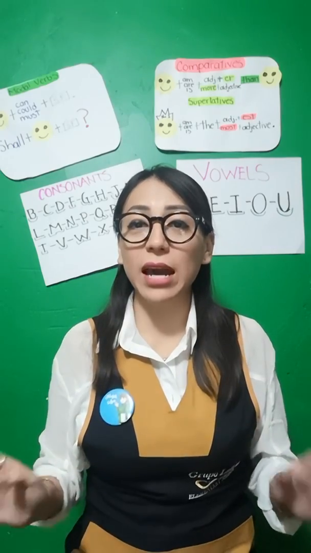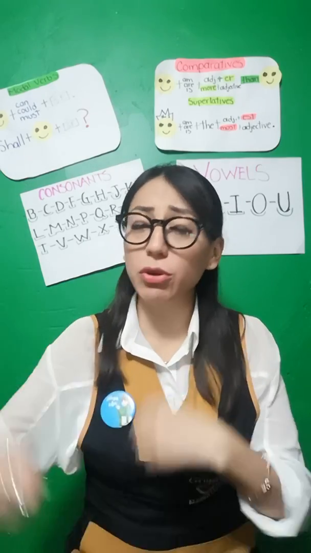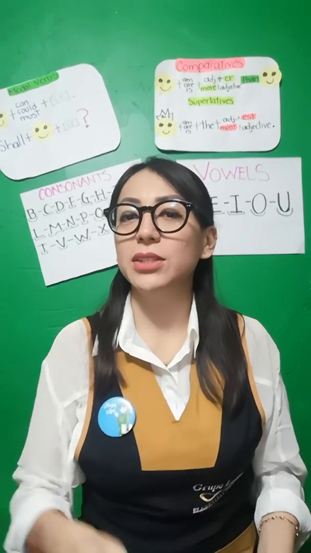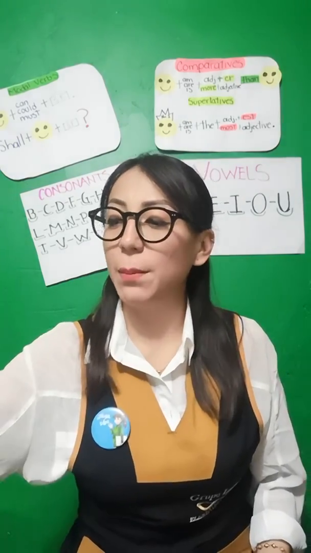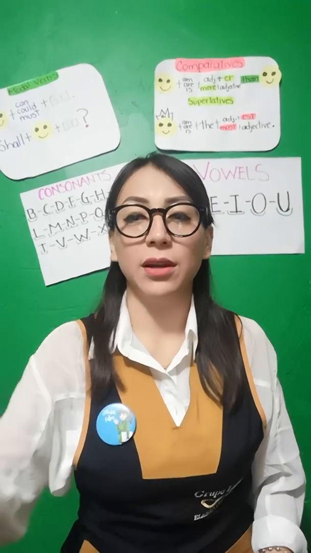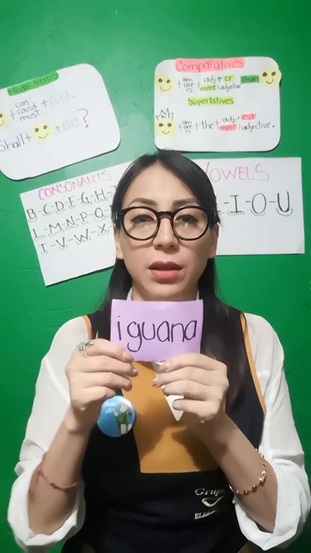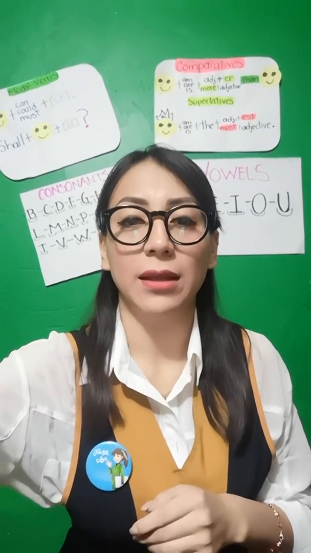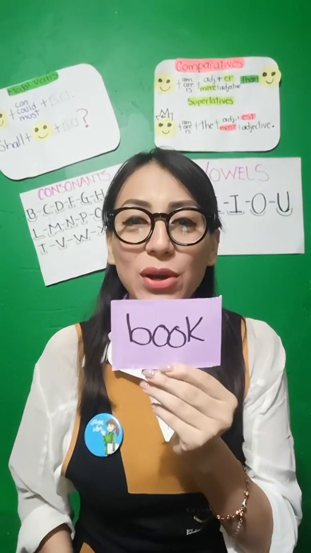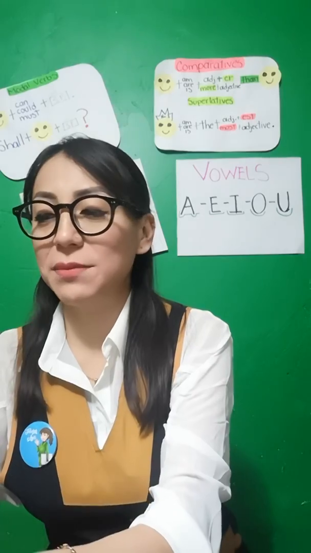Okay, time over, guys. Now let's make some fast. Okay, ready? I'm going to show you fast the words, guys. Okay, so ready? 1, 2, 3. Apple, sheep, unicorn, fridge, brush, iguana, elephant, and book. Excellent, guys. Thank you very much for participating in these games, guys.